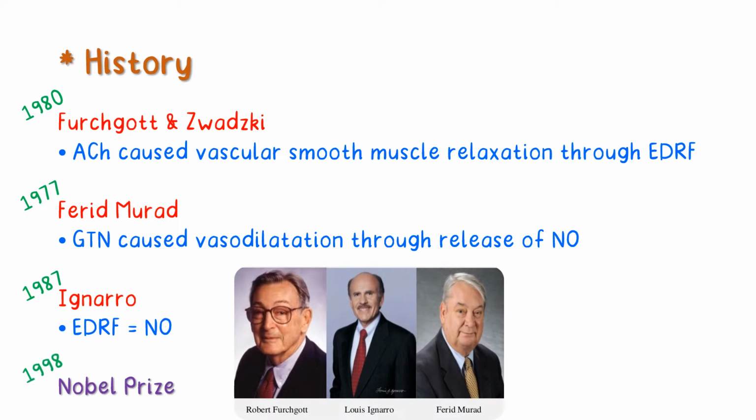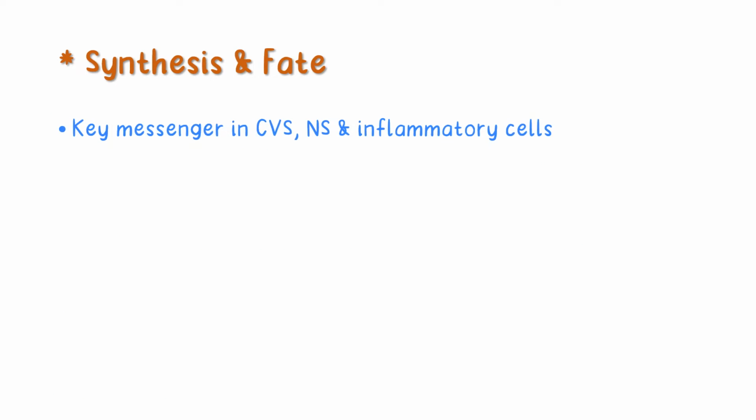Because of this discovery, Furchgott, Ignarro and Murad got the Nobel Prize in 1998, which denotes the importance of the role of nitric oxide in our body. Nitric oxide is now an established key messenger in the cardiovascular system, nervous system and in inflammatory cells.